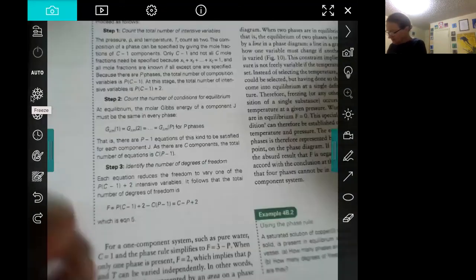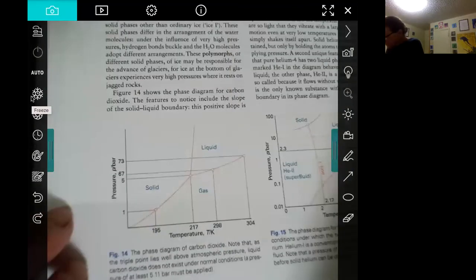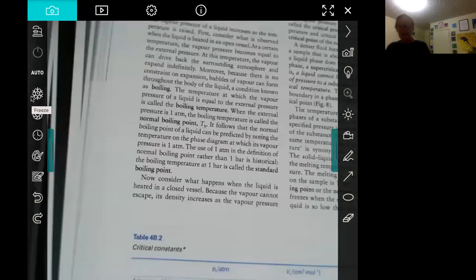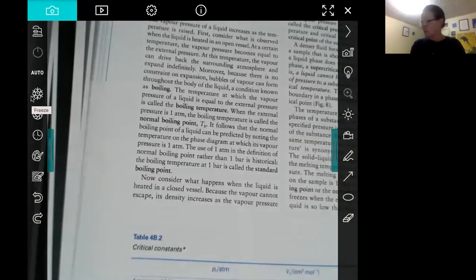And that is all of that section. So make sure you read that and understand. Maybe put all the definitions of the terms that you see in there in your notes, and just be ready to talk about those phase diagrams.